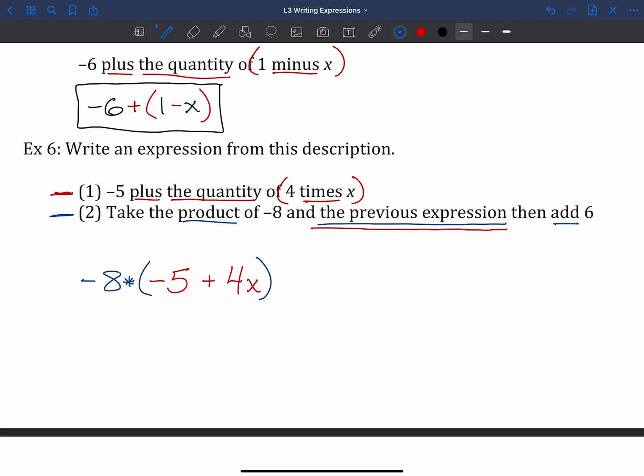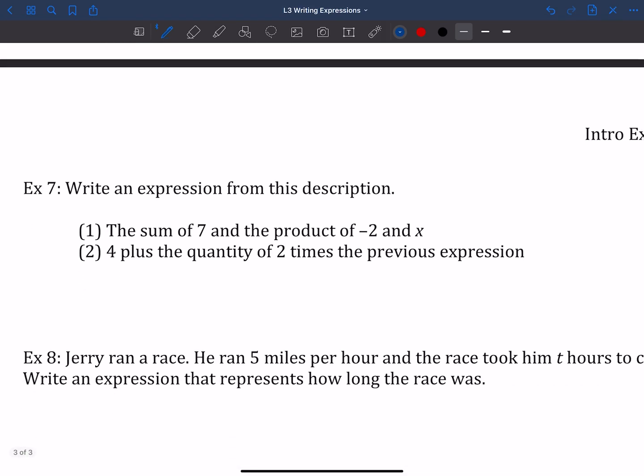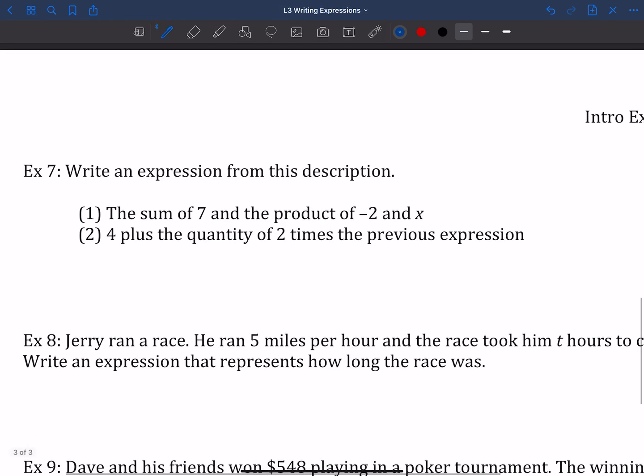So we're taking the product, we're multiplying. It's -8 times the previous expression, and then add 6. Last step's not quite as exciting as the rest, but this is what we're looking for. What I might suggest is on this one, it is a little bit tricky again, but try and pause here. Try this one out on your own and then unpause and see what I did. See if you got it right. So hopefully you did that.